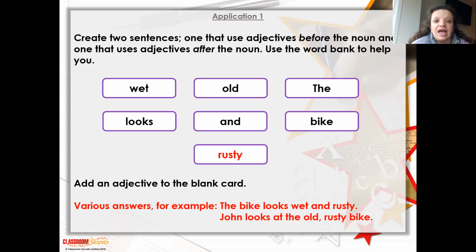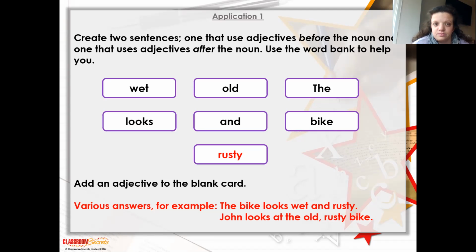Okay, well done. And I've added the adjective rusty. So the example that you could have is the bike looks wet and rusty. So that would be after the noun. The bike looks wet and rusty. Or you could have John looks at the old rusty bike. So you've got it before. So you've got old rusty and then bike. Or here we've got the bike looks wet and rusty.